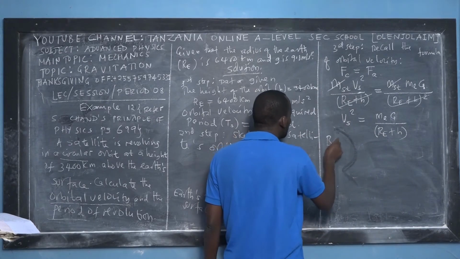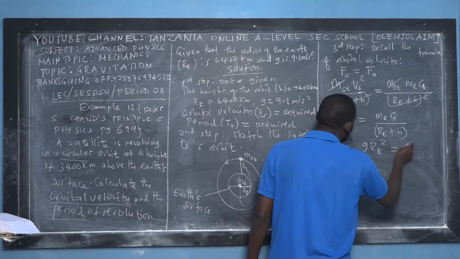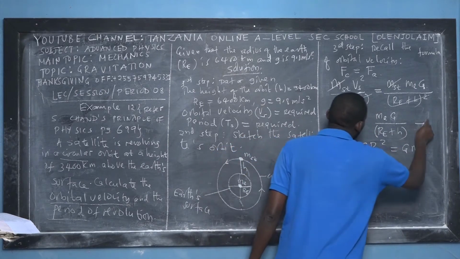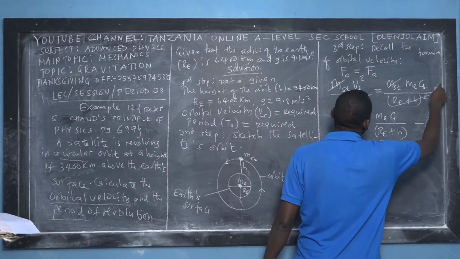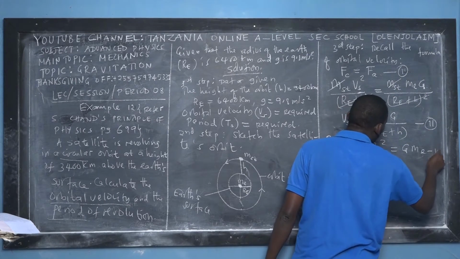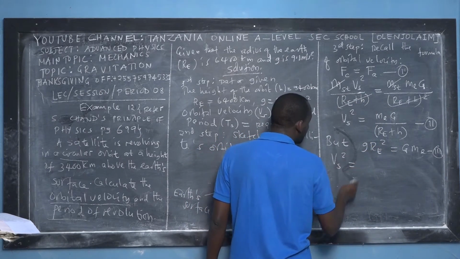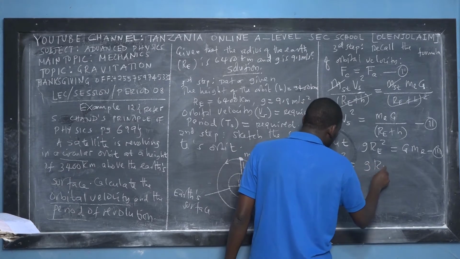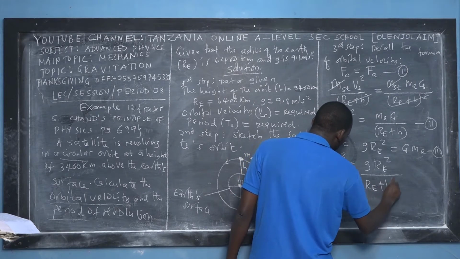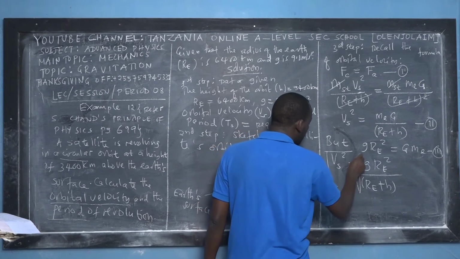But I showed you that g times the radius of the Earth squared is equal to the universal gravitational constant times the mass of the Earth. So this is equation 1, this is equation 2, and this is equation 3. So if that is the fact, the orbital velocity is equal to the square root of g times the radius of the Earth squared over the radius of the Earth plus the height h. So you have to take the square root of both sides.